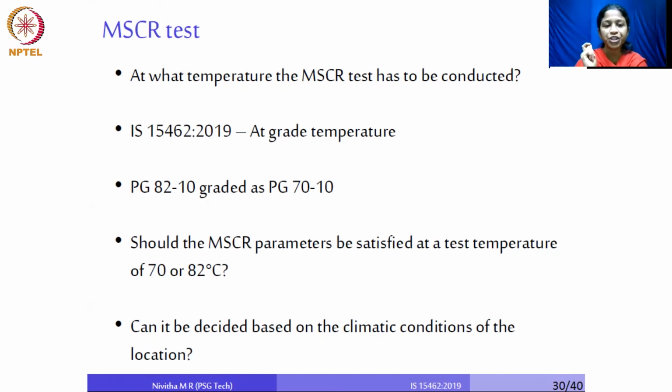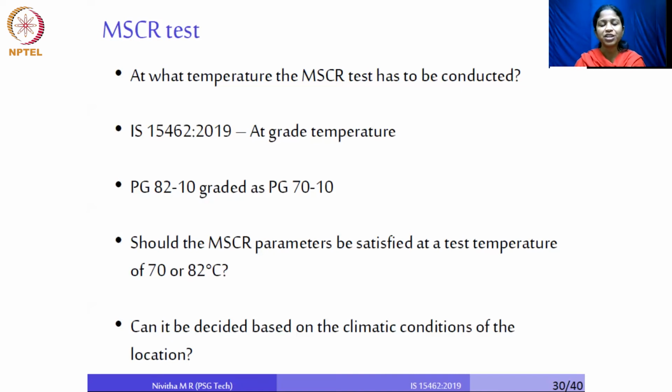Now, should I test for the parameters at the at-grade temperature, or should I test for the parameters at the temperature range in which I am going to implement in field? Let's say my location has a climatic condition which requires a PG 70 minus 10 grade of binder. Okay, then I have a 82 minus 10 grade.